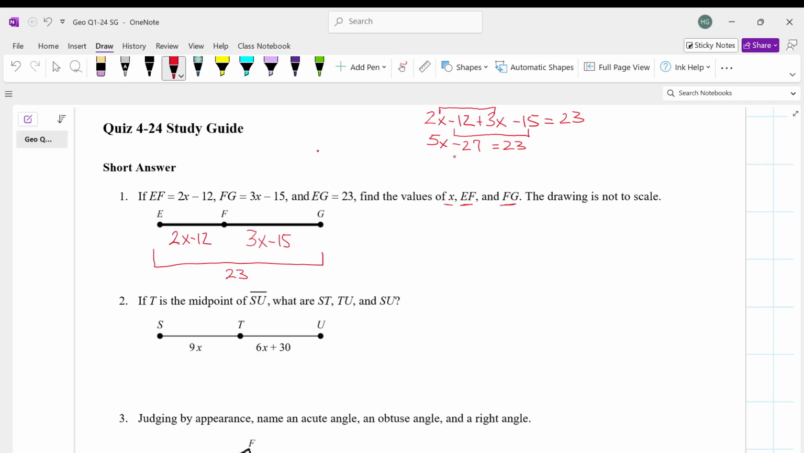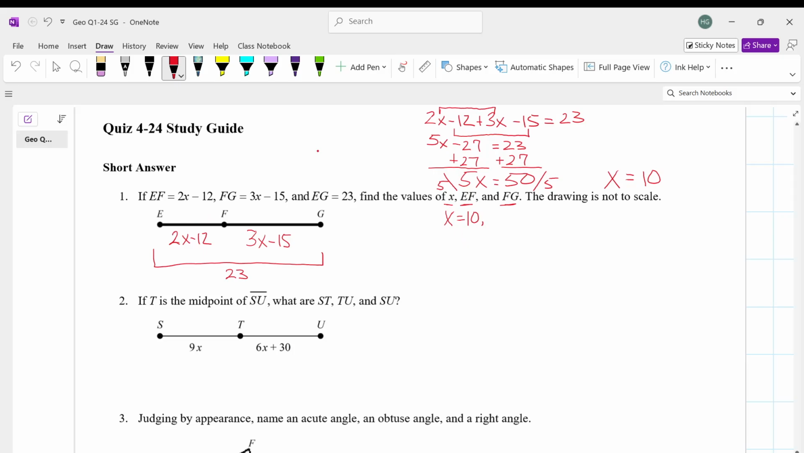So we're going to add 27 to each side. Our 5x is equal to 50. And then we're going to divide both sides by 5. So when we divide by 5 and divide by 5, we get an x that's equal to 50 divided by 5, which is 10. So our value of x is equal to 10.